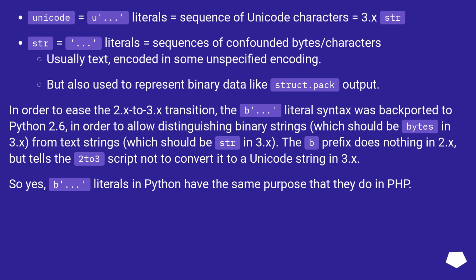In order to ease the 2.x to 3.x transition, the b'...' literal syntax was backported to Python 2.6, in order to allow distinguishing binary strings, which should be bytes in 3.x, from text strings, which should be str in 3.x. The b prefix does nothing in 2.x, but tells the 2to3 script not to convert it to a Unicode string in 3.x. So yes, b'' literals in Python have the same purpose that they do in PHP.